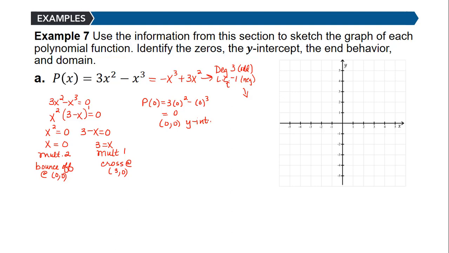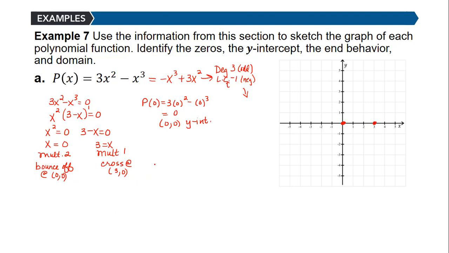So let's put these things together. We know the y-intercept and actually the x-intercept is 0, 0. And we know the graph also has a zero or x-intercept at 3, 0. Okay. Well, we know that it opens up to the left and down to the right. We also know that it has to bounce off at 0, 0 and cross at 3, 0.